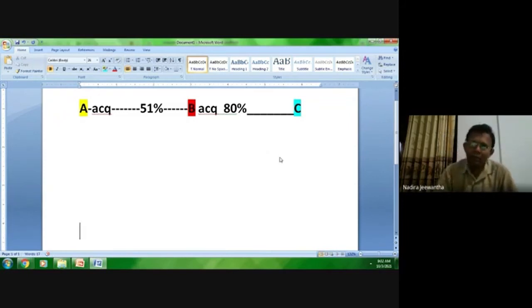B is a separate company with a separate board. They can take their own decisions.